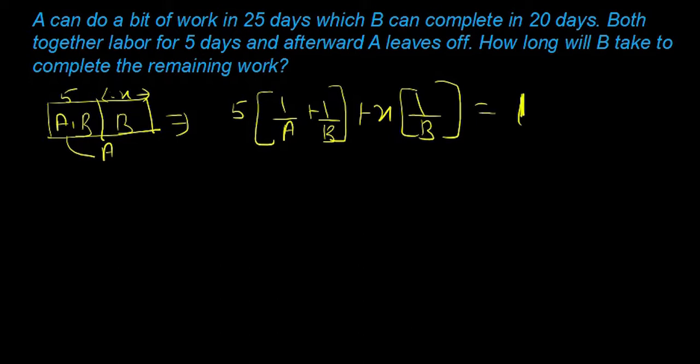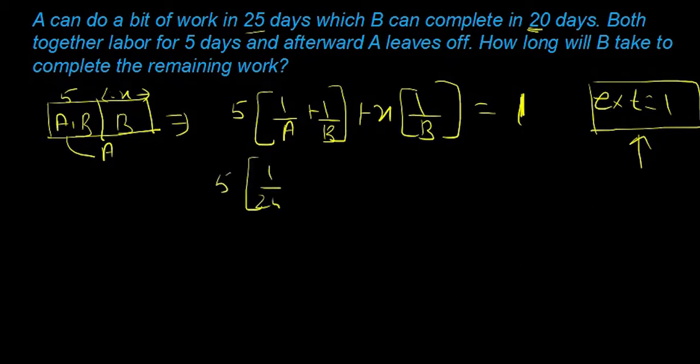As I already told you, efficiency times time equals work. If you use this formula each and every time, you will get the answer and you will get the frame to solve questions of work and time. Now just putting the values of 25 and 20 for A and B: 1 upon 25 plus 1 upon 20 plus x times 1 upon 20 is equal to 1.